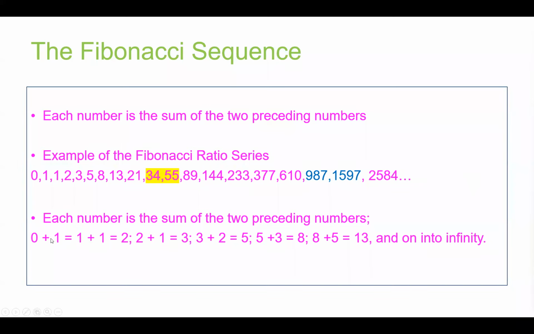You start with 0 plus 1 equals 1, and then you go to the next. 1 plus 1 equals 2. You take 2 plus 1 equals 3. 3 plus 2 equals 5, and so on, and so on, into infinity.